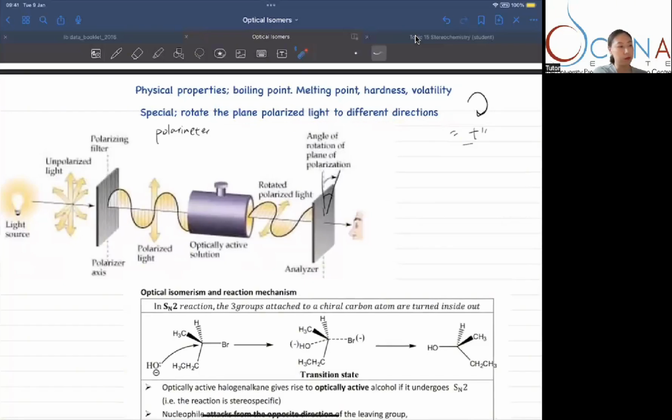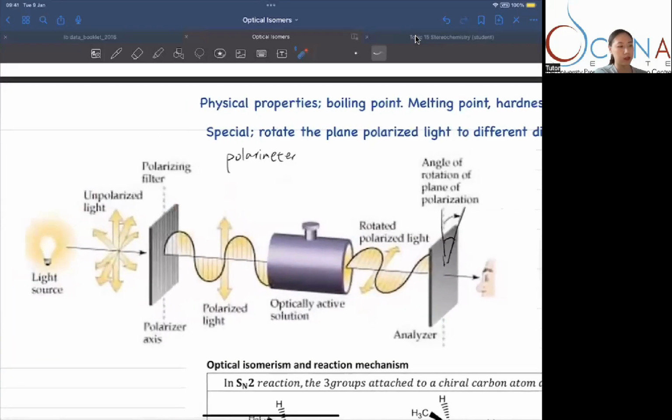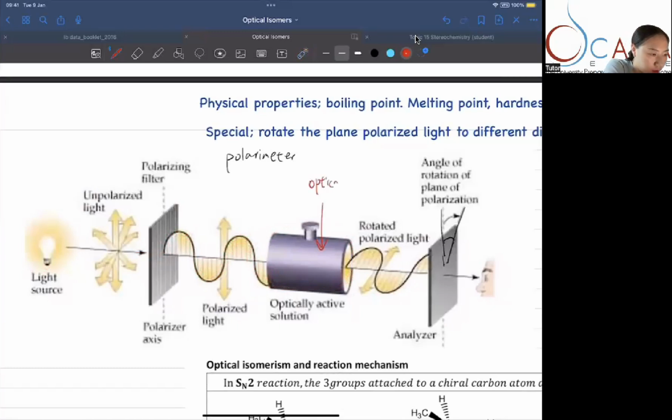So what does that mean? Plane polarized light. Here is the characterization machine I talked about before, which is called a polarimeter. In this polarimeter, we have a normal light shining through a polarizing filter. So what comes out will be polarized light. And we let this light go through our sample. In here, I have my optical isomers.